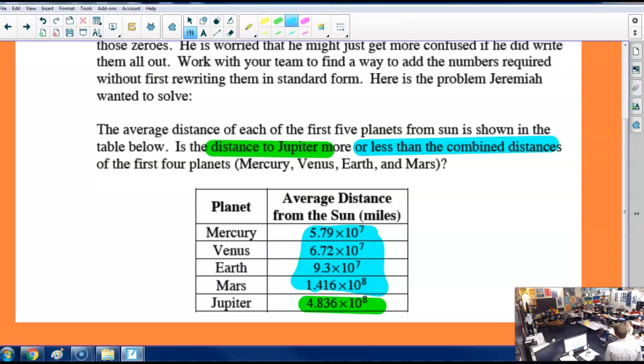Now, the fun thing about scientific notation is it's just a guide. You don't have to work with exactly the numbers that they told us.